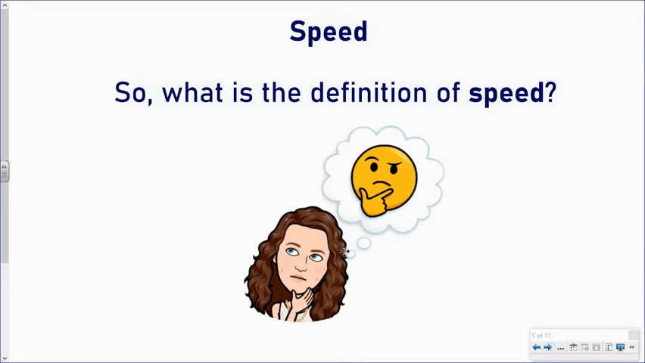Okay, I hope you found that interesting. So if you did figure out their speeds, if you did get the answer correct, then you may have used an equation from the past. But what exactly is speed?